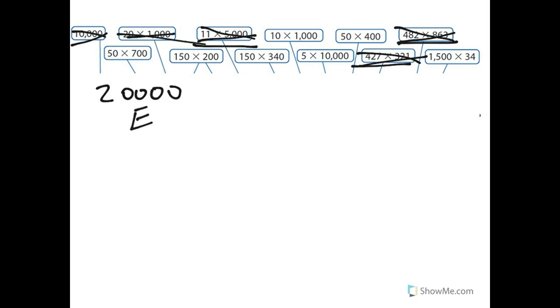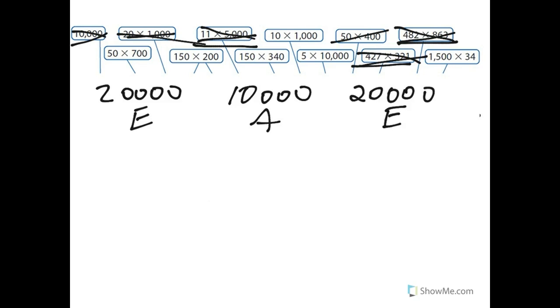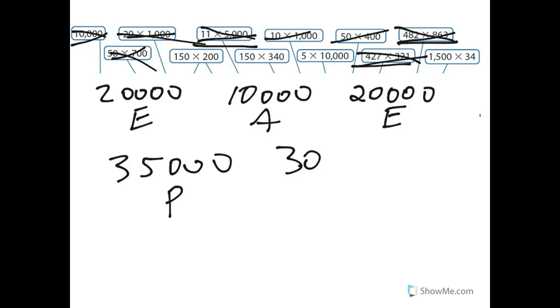Mark that out. 10 times 1 is 10 with 1, 2, 3 zeros. 10,000 is A. 5 times 4 is 20 with 1, 2, 3 zeros. 20,000 is E. 5 times 7 is 35 with 1, 2, 3 zeros. 35,000 is P. 15 times 2 is 30 with 1, 2, 3 zeros. And 30,000 is N.